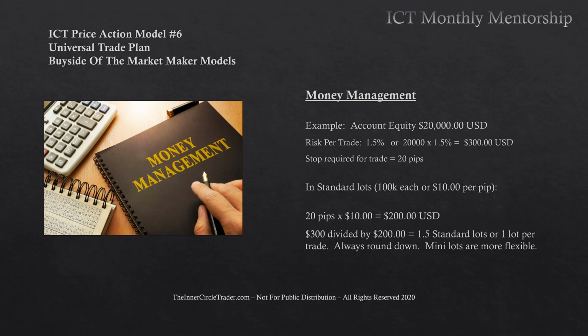And finally, a standard lot would be $100,000 in leverage, or $10 per pip, using a 20 pip stop loss in this trade plan. At $10 per pip would be a risk of $200, and with $300, which would be a maximum of 1.5% of $20,000, would be $300 divided by 200, and that would be 1.5 standard lot, or in this case, 1 lot per trade, because you can't break a standard lot up. So that's why we like to use minis. Always round down. Mini lots are always more flexible.